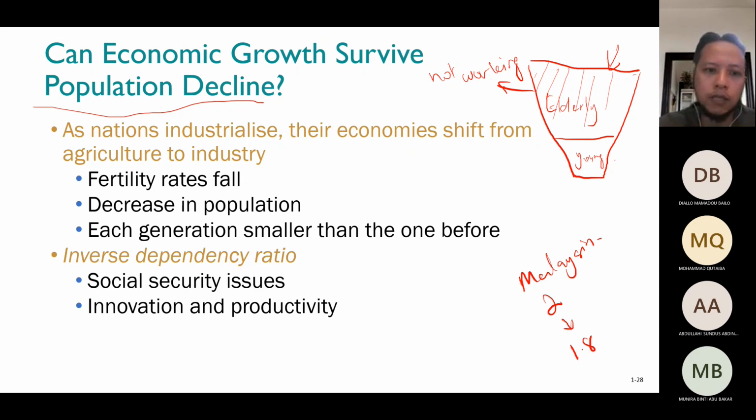Okay, so this is basically related to social security issues, where you have to spend more, and also innovation and productivity, because the elderly are not innovative and they are not productive, so they are just retired, and they basically leisure and enjoy their retirement. Okay, so this is the issue that is related to growth.